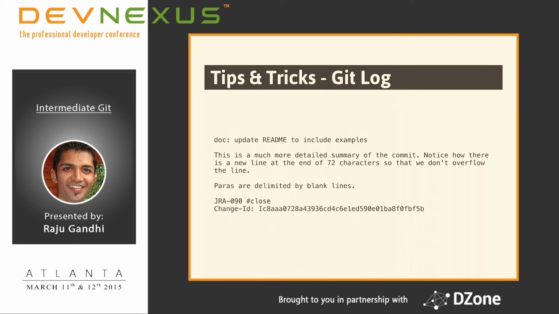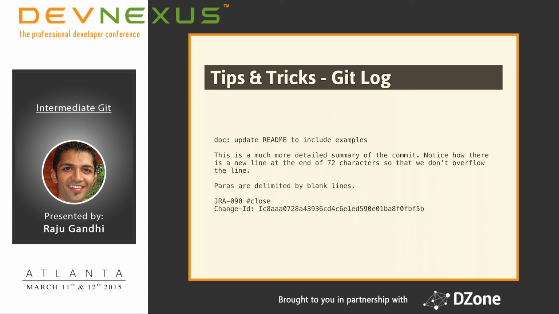So here's a full blown example. This is how your commit should look. Subject body is 50 characters followed by the pretext. 72 characters, so blank line, 72 characters wrap, 72 characters wrap, blank line, 72 characters wrap, blank line, footer. This is how a commit message should look.